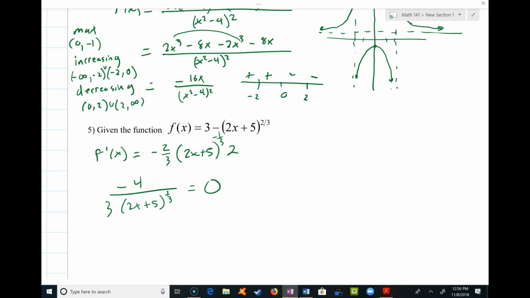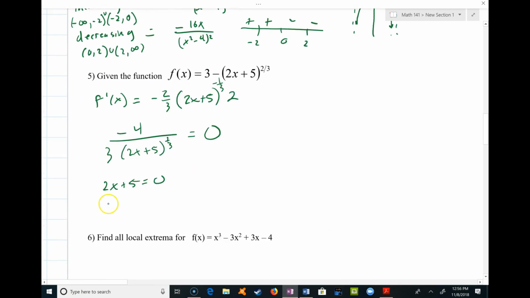However, that is undefined, isn't it? It's undefined when the bottom is 0, which would mean when 2x plus 5 is equal to 0, that would make it undefined. So that means x is equal to negative 5/2. That's when it'd be undefined. So my first derivative test would just have negative 5/2 here. And we've got to check.